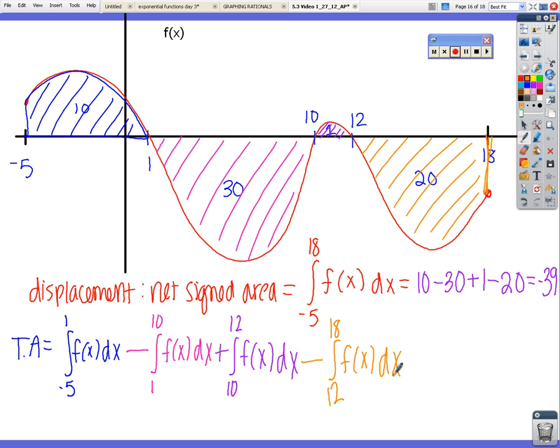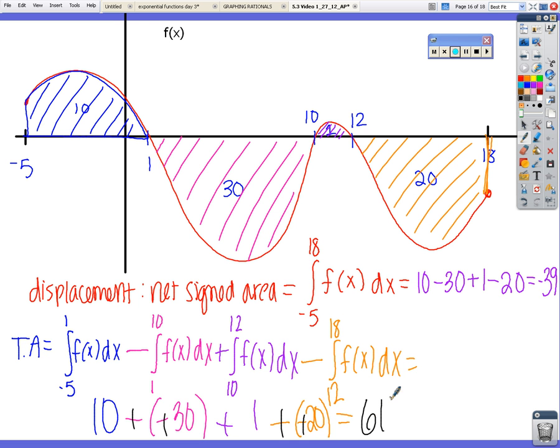So what would that look like in terms of an actual answer? And let's go back in colors. So the blue area is +10. It would stay +10. The pink area is -30. The purple area is a +1. And then the orange area is a -20. So I subtract the -20. So what actually happens is for each of these, this would become a plus, and this one would become a plus. So what do we have? We have 41 plus 20, so that'd be 61. So that's the total area of the graph.